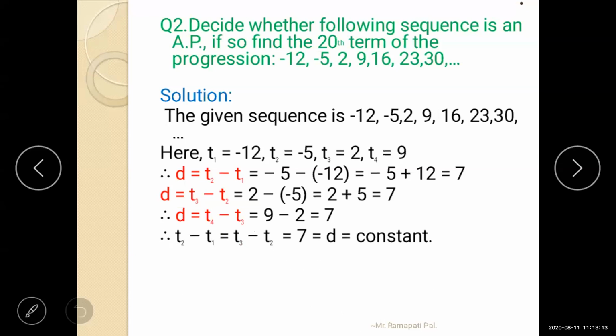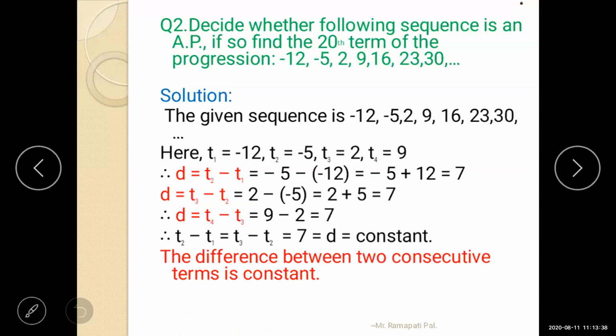So what do we have to write here? T2 minus T1 is equal to T3 minus T2 is equal to 7, which is equal to D, and it is a constant. Okay. So once it is a constant, it is an AP. So we have to write the difference between two consecutive terms is constant. Therefore, the given sequence is an AP. Is it clear?